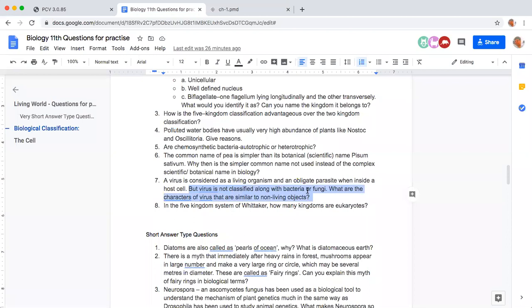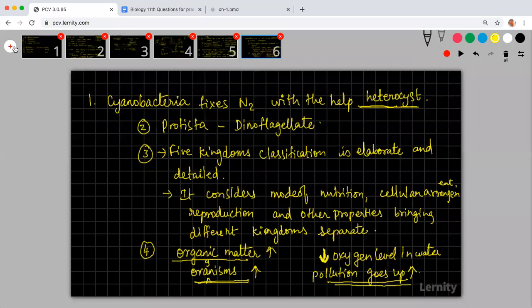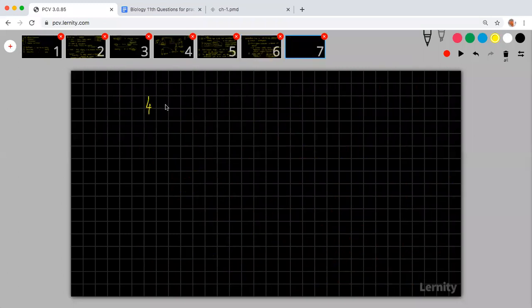In the five kingdom classification, how many kingdoms are eukaryotes? You just write 4 and then write all the names of the 4: Protista, fungi, plantae, and animalia.